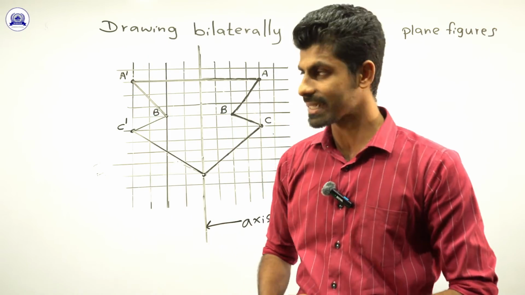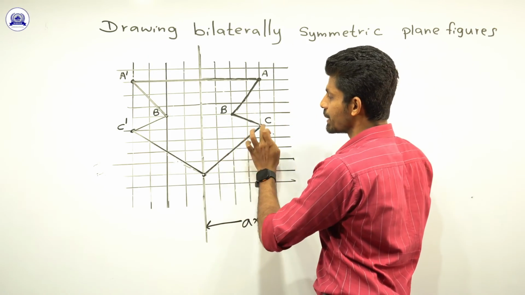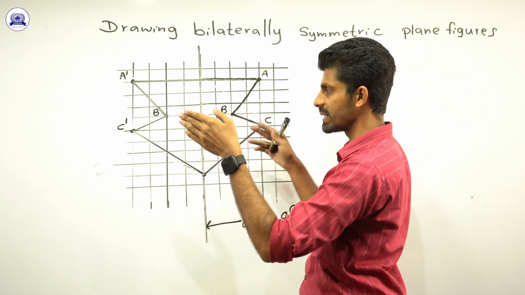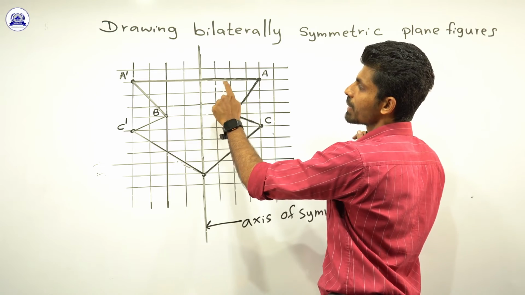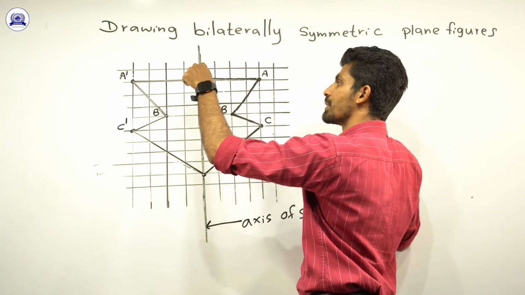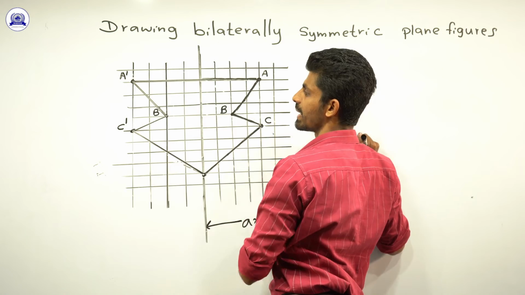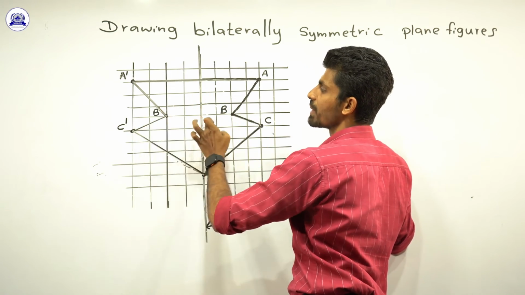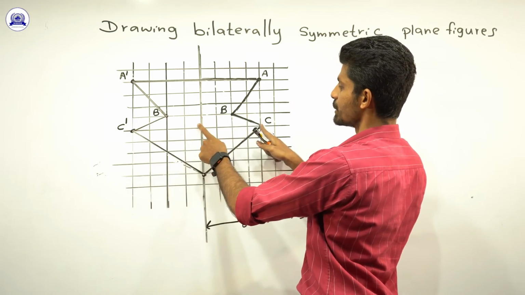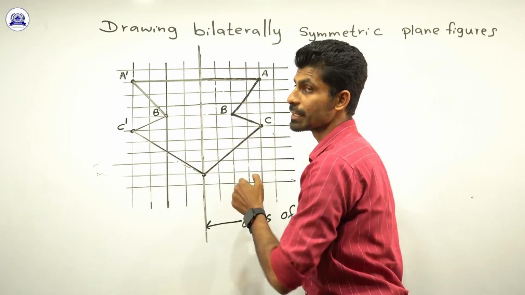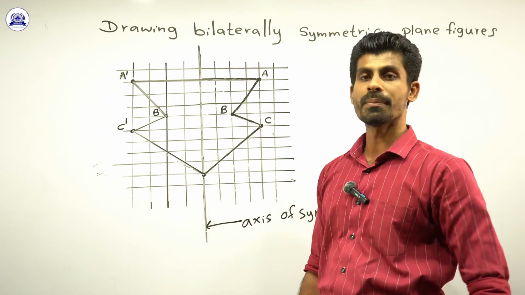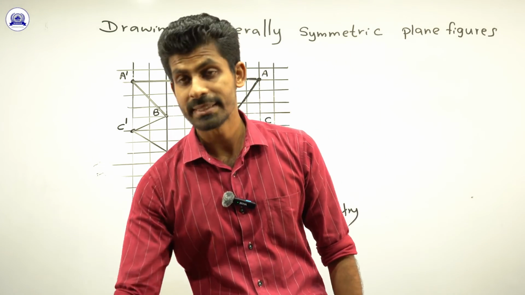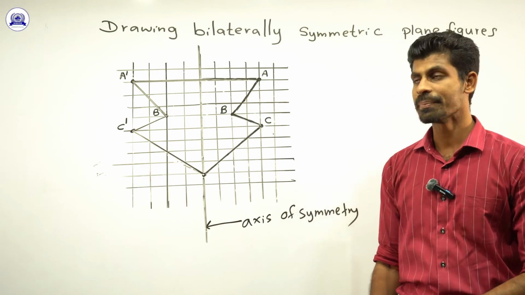That one is very easy. First, you need to mark the relevant point with the distance. That means 1, 2, 3, 4 squares, so this one also 1, 2, 3, 4 squares. 1, 2 squares, this one also 1, 2 squares. Then how many squares are there? 4 squares, so this one also 4 squares. Likewise, you need to mark the points and you can join the points. By using this method, you can draw the bilateral symmetric plane figures.